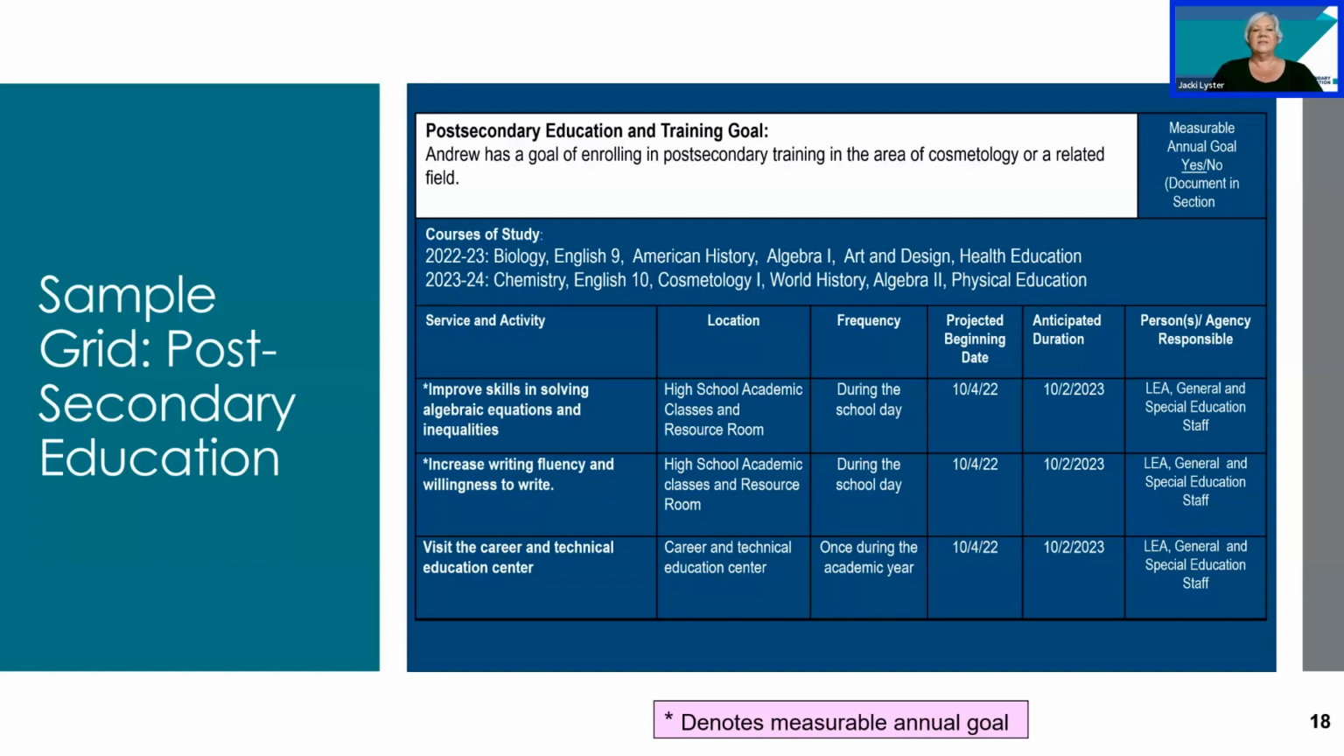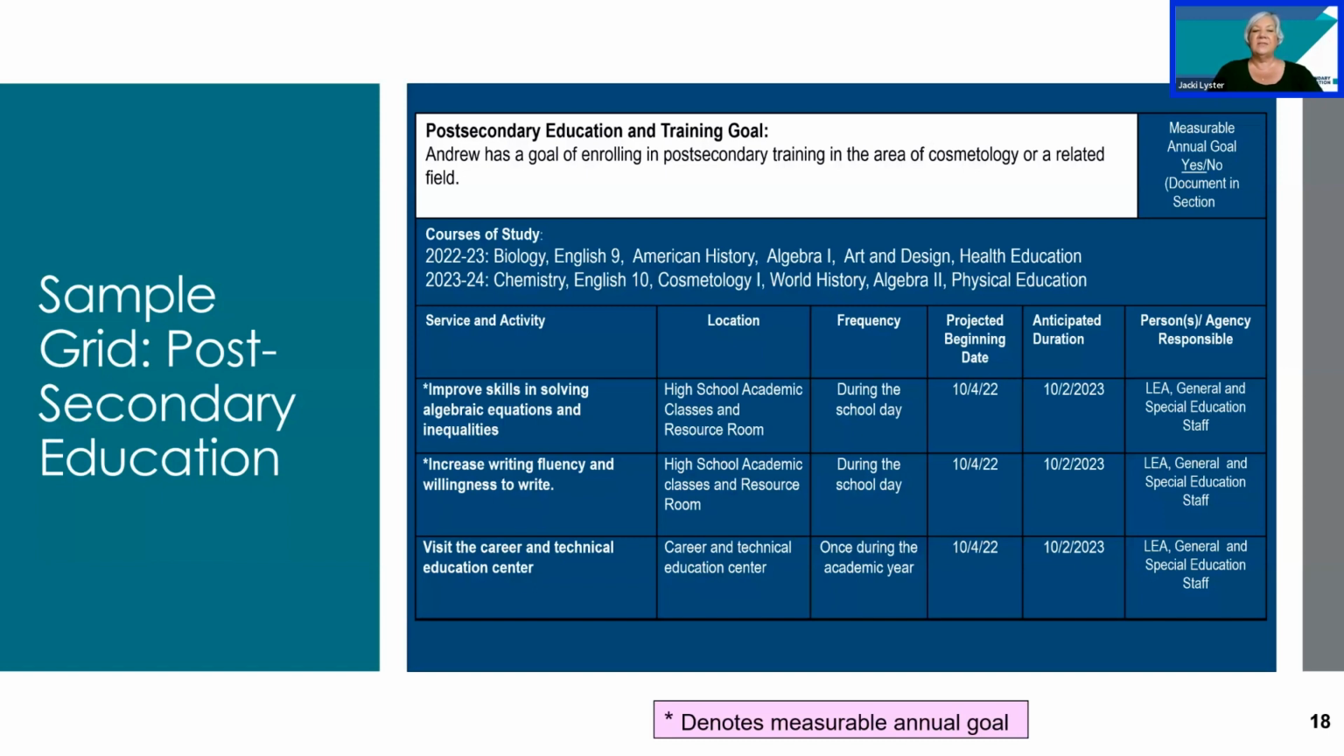Under services and activities, you see that 2 have an asterisk next to them. This is not a compliance-based requirement, but it's something that we recommend to help you and those reviewing the IEP notice that these are the 2 services that will have a measurable annual goal attached to them.